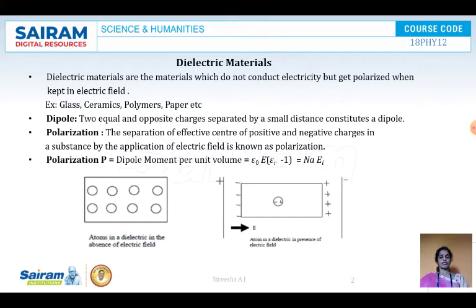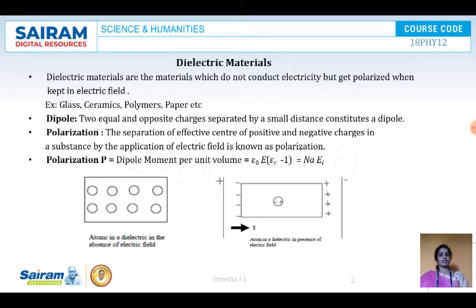You can look at the diagram over here: atoms in a dielectric in the absence of an electric field are arranged in a particular manner on the left side. But when the same dielectric is placed in the electric field, what is happening? There is a displacement of positive and negative charges. Due to this displacement, dipoles are created. A dipole means two equal and opposite charges separated by a fixed distance.